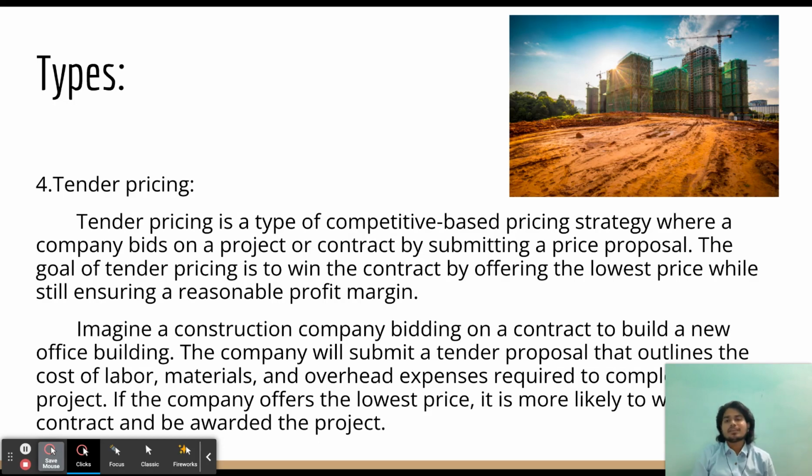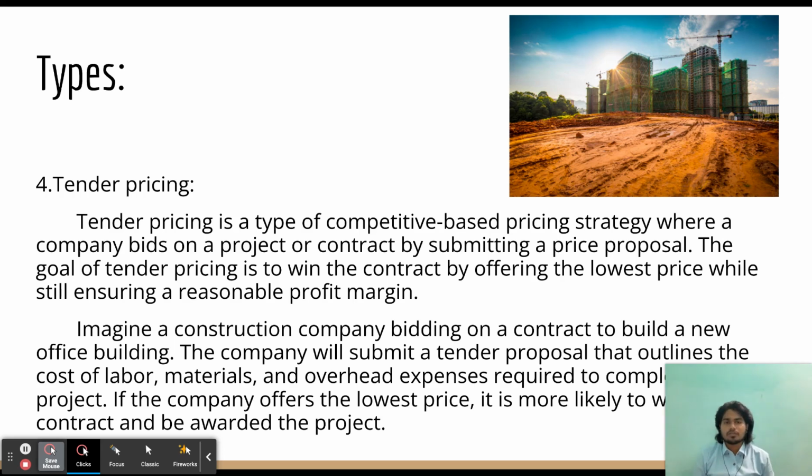Okay, many construction companies will try to bid. Each of them doesn't know how much the others will be proposing for the tender. So each company will outline the cost, plan ahead, and then propose a tender. Whichever company offers the lower price is likely to get the tender. So this is the final type of competitive based pricing strategy.